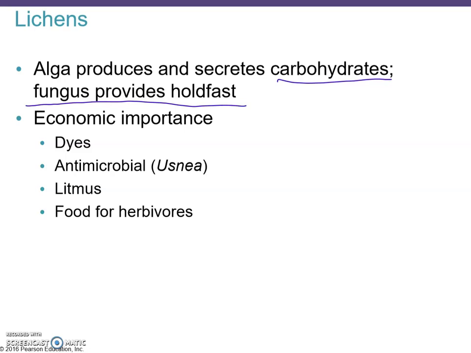Economic importance. Some of these lichen can produce dyes. Some have antimicrobial substances. The litmus, that's a pH reagent that we sometimes use in a lab. And also, lichen can be food for herbivores.